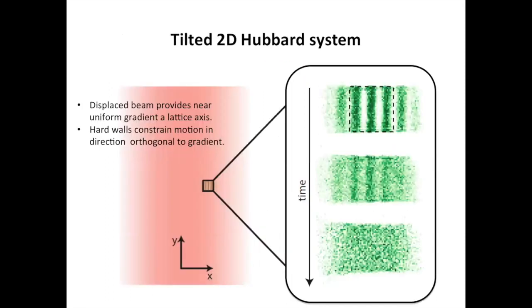Okay, that was the motivation. Let me tell you what we did in the experiment. It's a very similar setup to before. We start with a charge density wave, and we apply a tilt to the Hubbard model.